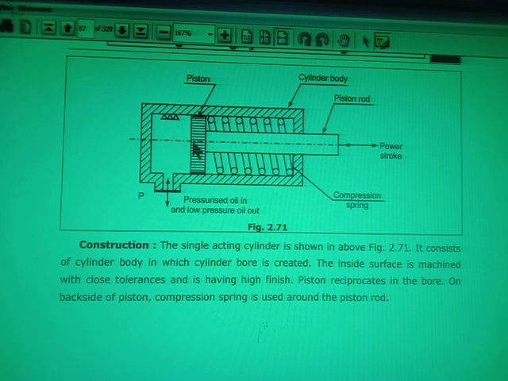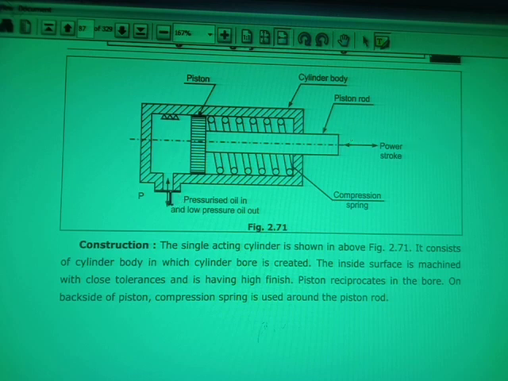This end of the cylinder is known as the blind end, or it is also known as the blank end, right? And this end is known as the rod end. Please remember, rod end. And always the power is generated at the rod end. When this rod end moves in this forward direction, that action will be known as the forward stroke always. So this is the power stroke.